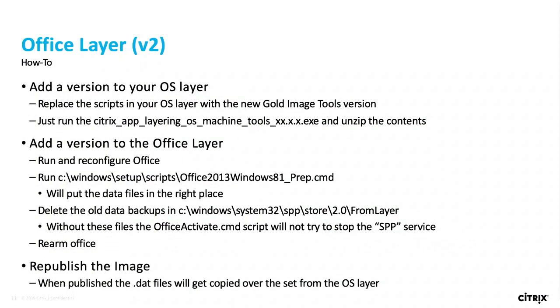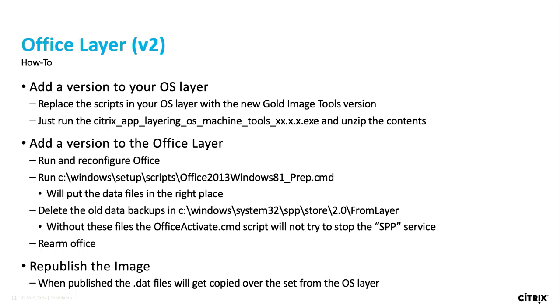Now, how do you implement that now that it's out? So assuming you already have Office running and you're not new to this, you're going to add a version to your OS layer. You're going to do what Dan said, which is update, we call them the gold image tools, but the scripts that are part of the layer, so you have them in there. Finalize that. Maybe you do it when you do Windows updates, right? So they go together.